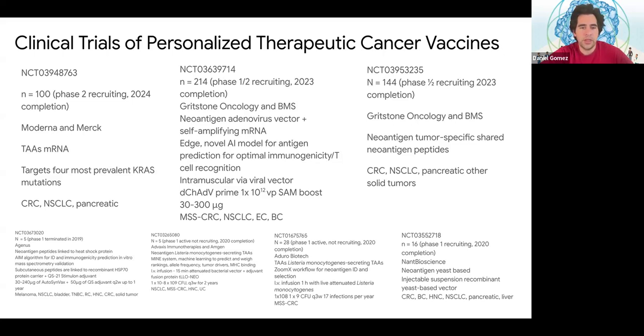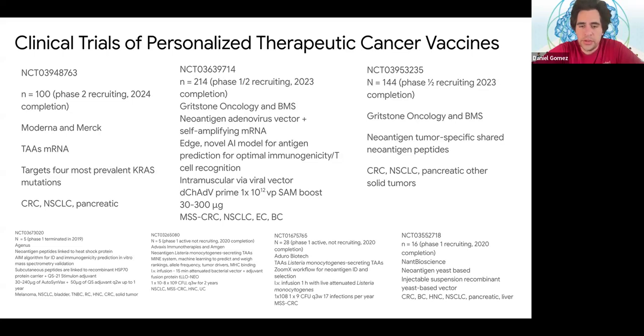We have Advaxis immunotherapies and Amgen that use a neoantigen Listeria monocytogenes secreting TAAs in a mine system with ML, or machine learning, to predict and weigh rankings in the allele frequency, tumor drivers, MHC binding, infusion. That's an attenuated bacterial vector in lung cancer, colorectal cancer, head and neck cancer, and urinary cancer. And there's only 5 patients in that. So that's phase one.